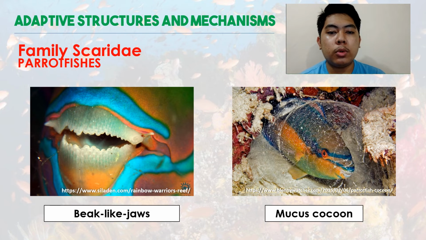Next is their mucus cocoons. Parrotfish have large glands within their gills that secrete a mucus cocoon for additional protection. This acts as a protective biopolymer that prevents gnathiids from feeding on their blood, while allowing necessary molecules to penetrate into the fish while still enveloped in mucus.